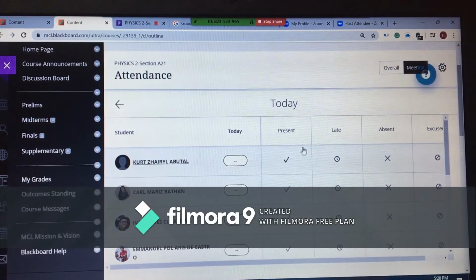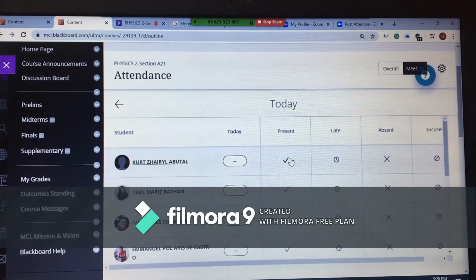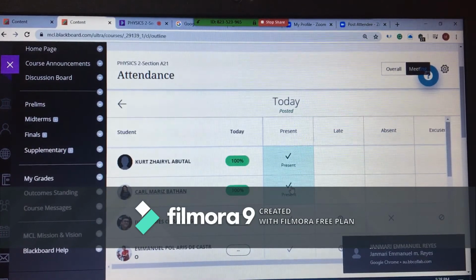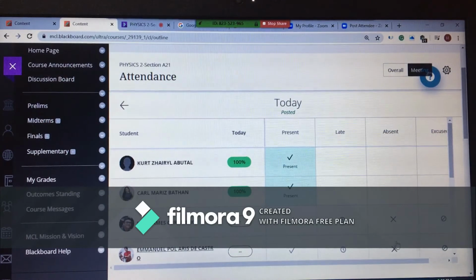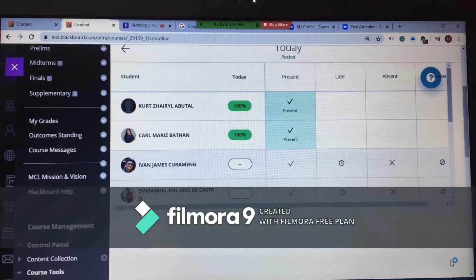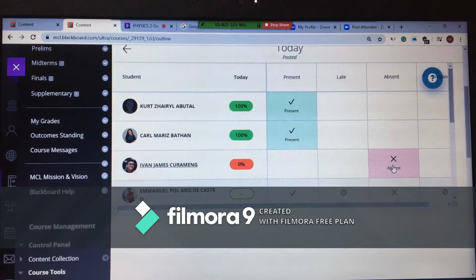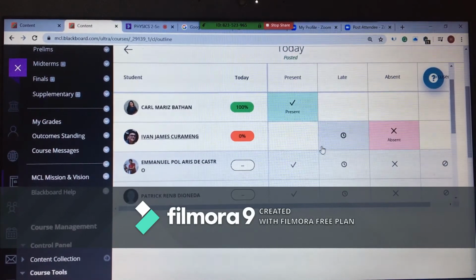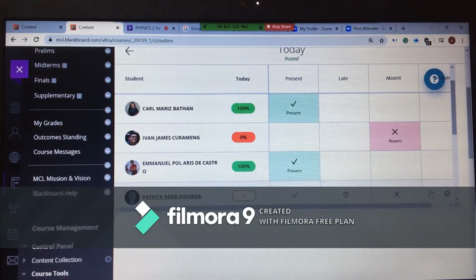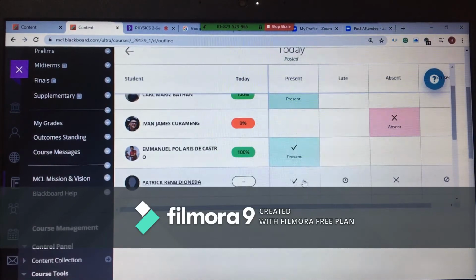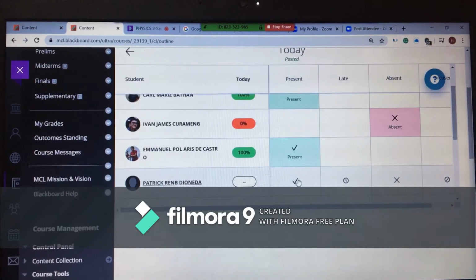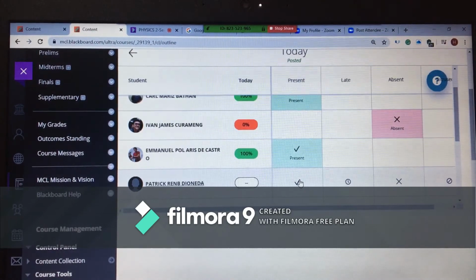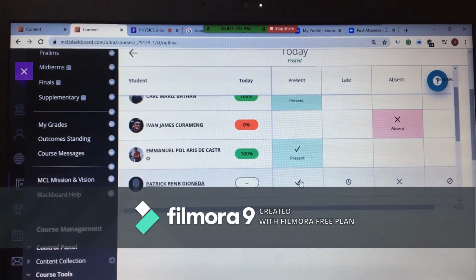Abutal? Abutal present? Absent? Present. Bathan? Present, sir. Kuraming? Kuraming absent? Di Castro? Present po. Junida? Present po. By the way, class, when I call your name, you type also your name in the screen para ma-double check ko. Junida? Present po.